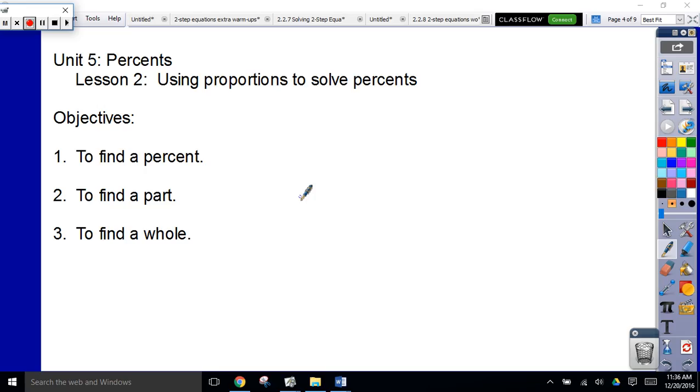First, finding a percent, finding a part, finding a whole. And I have the problems divided into sections. In the real world, you're going to have to figure out which problem is which, but this makes it a little easier to get started.